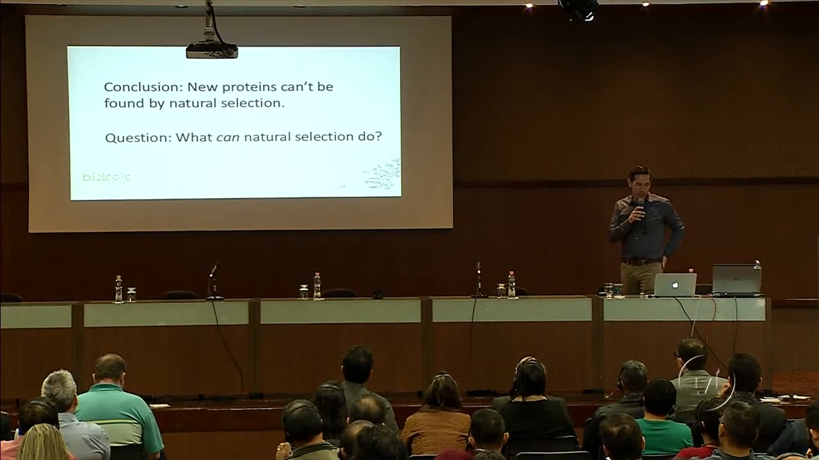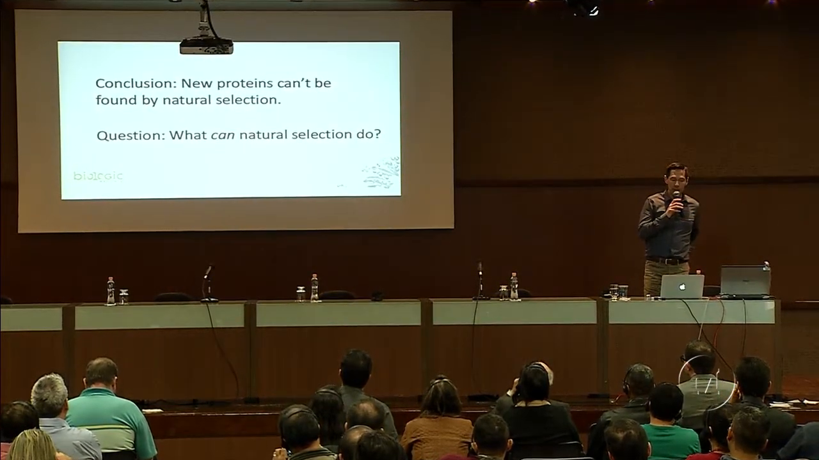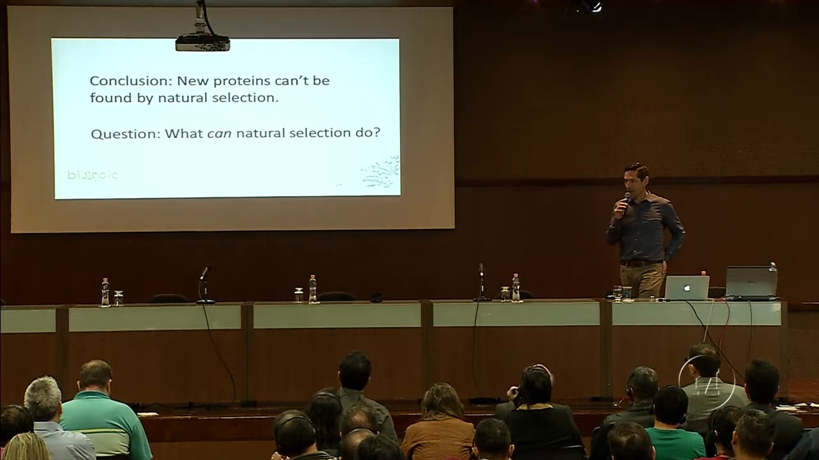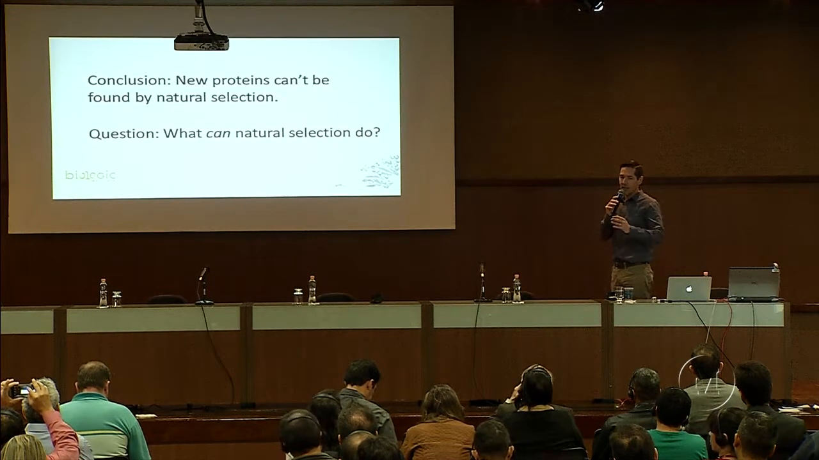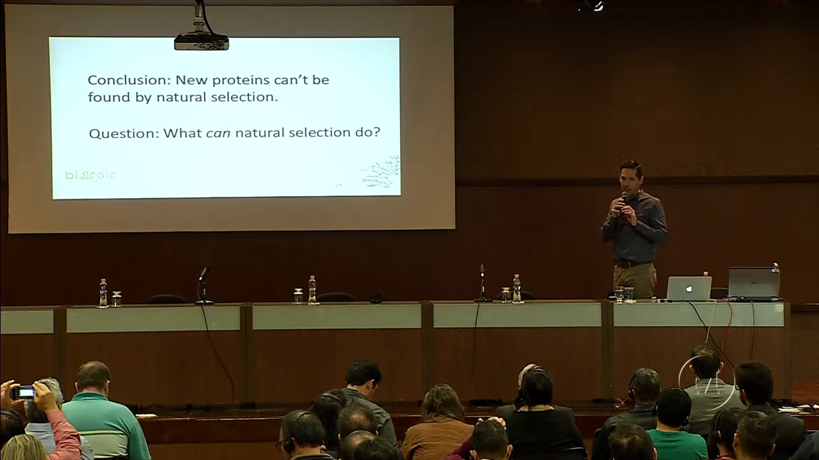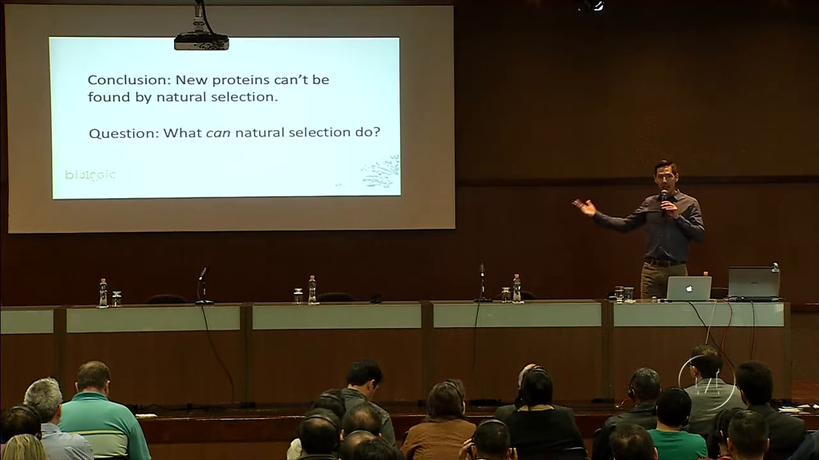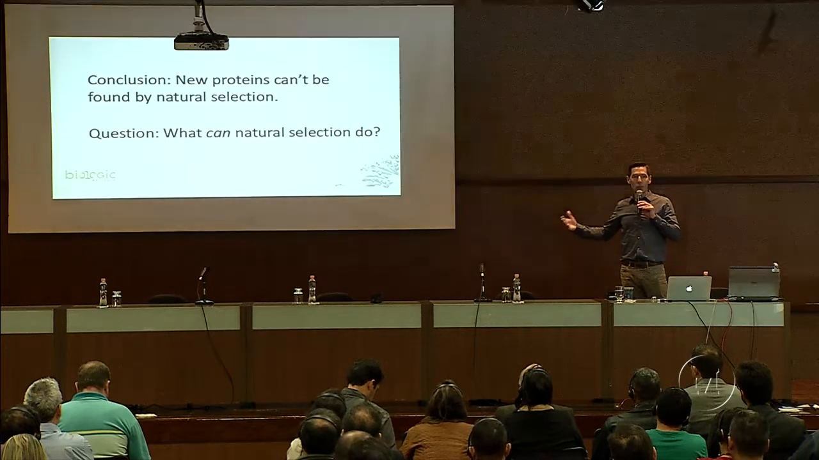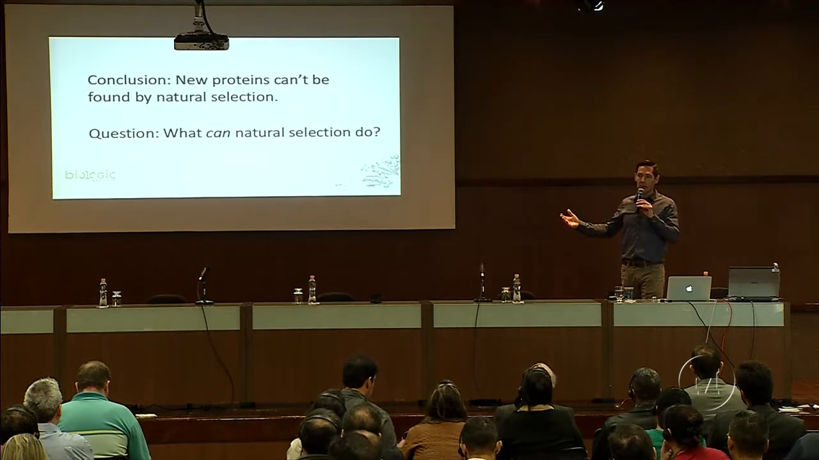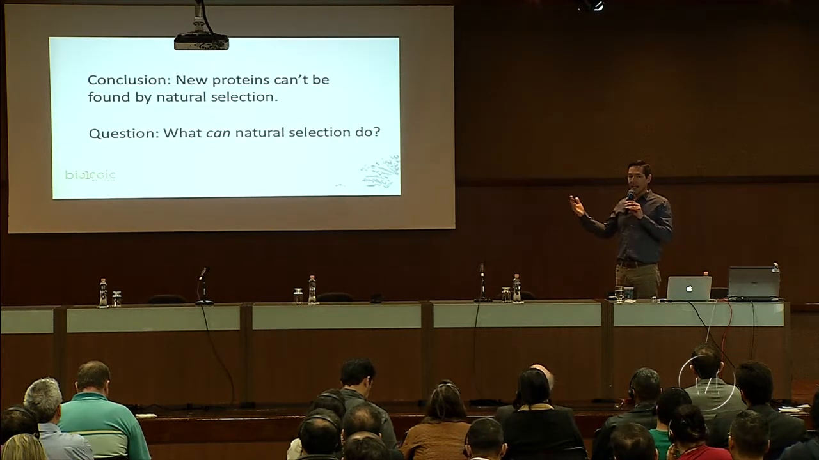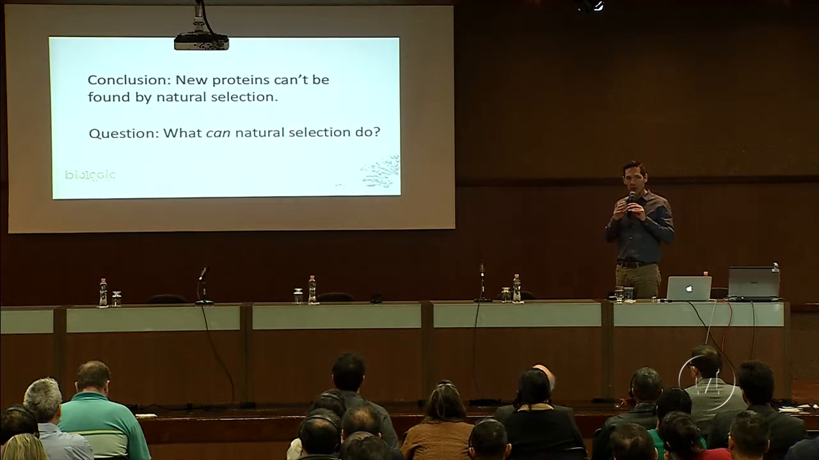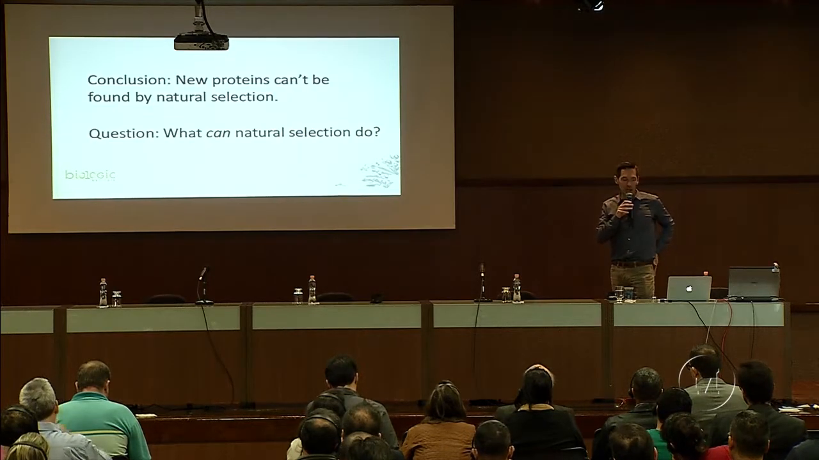And that raises a question that we addressed also in the laboratory, which is what can natural selection do? This is very much related to what Mike was talking about with the edge of evolution, except in our case, we went to the lab to try to show, can we find something that natural selection can do and can't do, and try to discern what is possible and what is not possible.